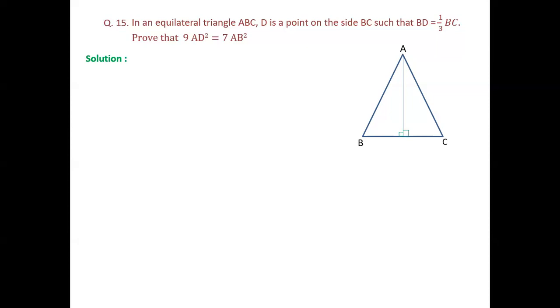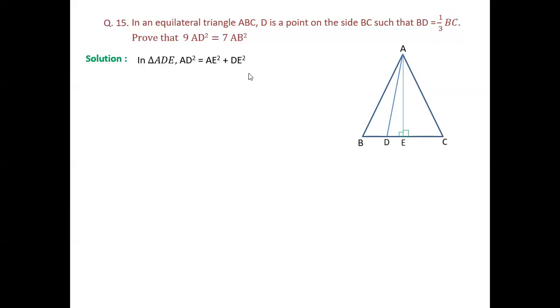Name it as the perpendicular. Both sides are 90 degrees. This is 90, this is 90. Name it as E. Now from here I have to take D here. This is BD. Okay, BD is 1/3 BC. This is how you are figuring.